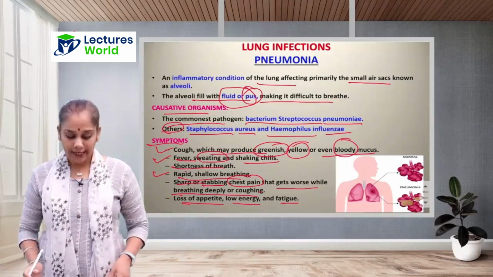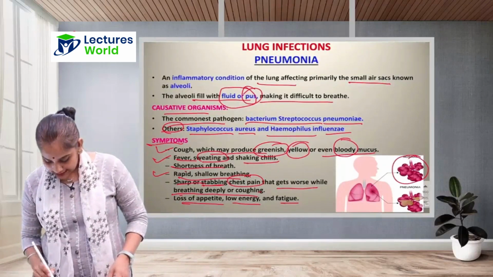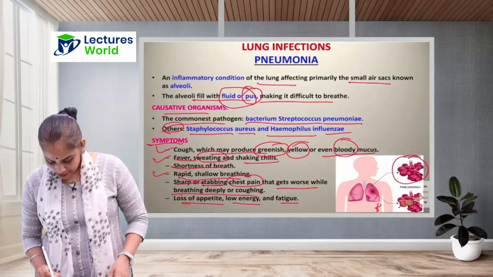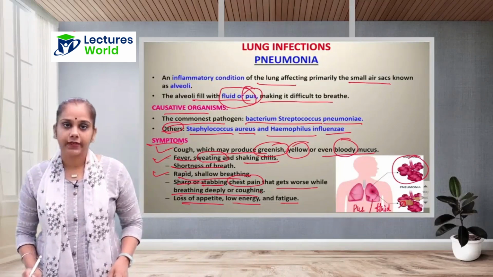So what is pneumonia? You can see this is the normal alveoli. See, this is the fluid. Fluid or pus is collected in the alveoli, that is known as pneumonia.